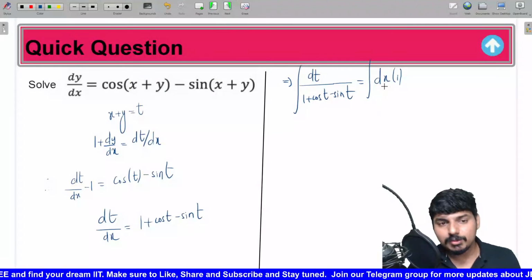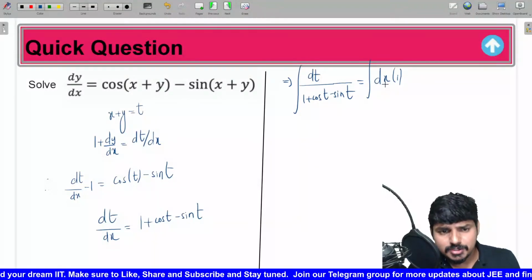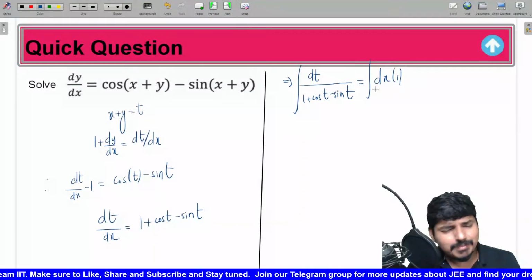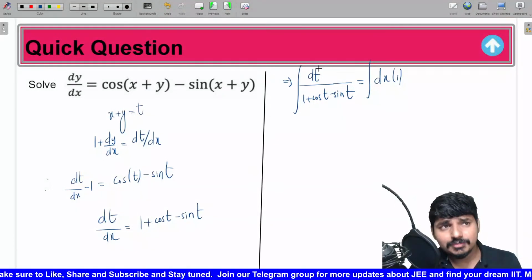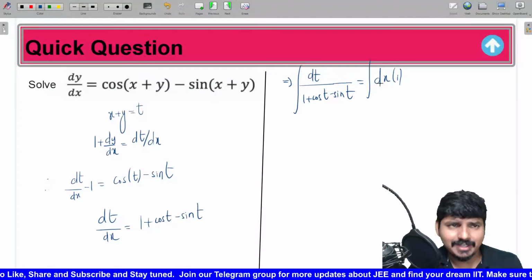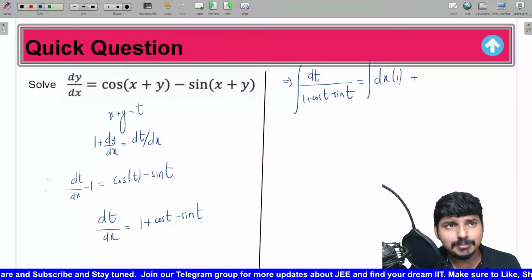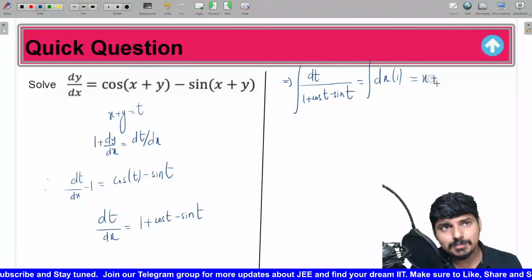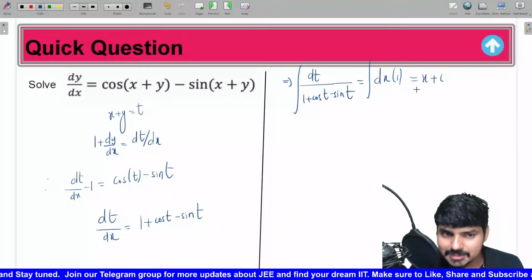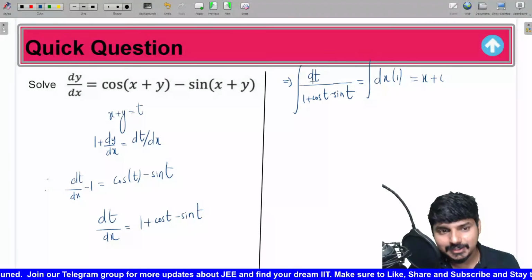When we integrate on both the sides, what is the solution I'm going to get, everyone? You tell me how to solve this left hand side integral. Right hand side integral is fine. That's a very simple integral. The solution is going to be x plus c. But can you guys tell me how do we solve the left hand side integral?